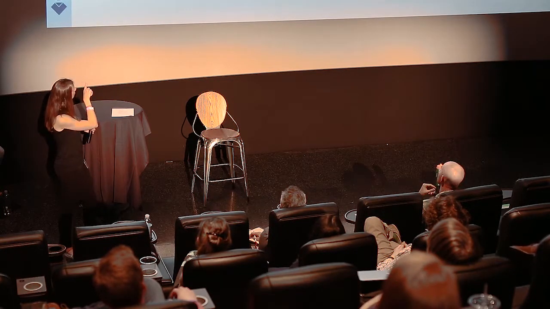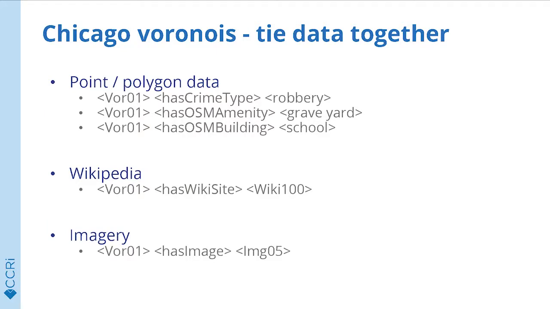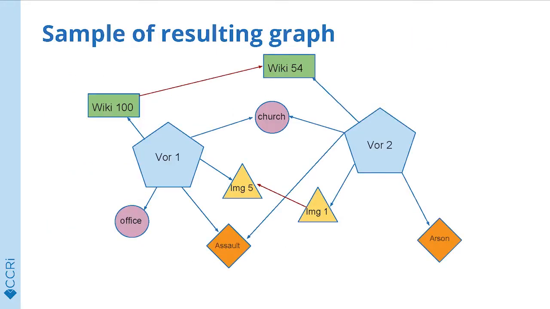So I've got this Voronoi contains this Wikipedia article, and this Voronoi contains this image. Now, this is my little graph. I wish I had a pointer for you, but if you can follow this, my Voronois are in blue. So this is just an example. I've got 2 different Voronois.